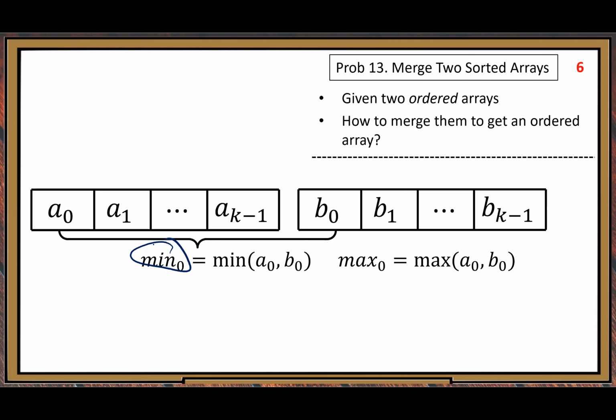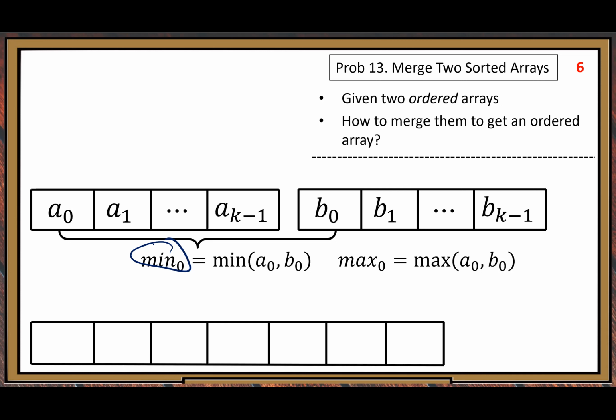With that, we have the minimum 0 and the maximum 0, two cases. Then we try to place the elements in place. This sequence of empty locations, we try to place the elements in these empty locations, because after the first comparison, we can get a global minimum.